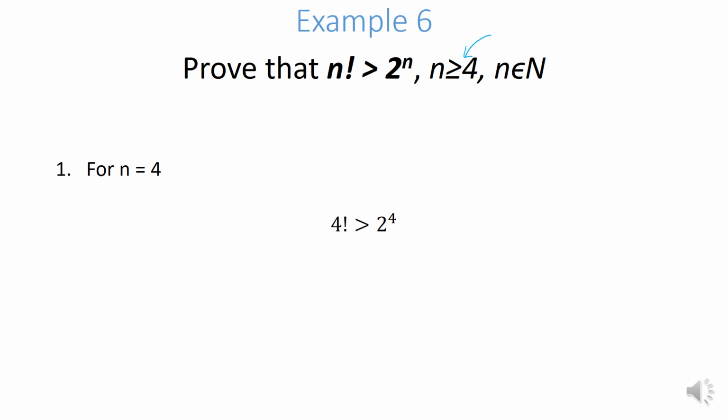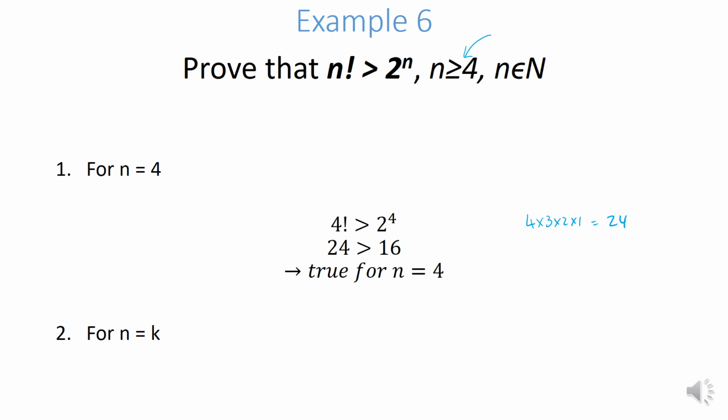And we write down the expression when n equals 4. So we get 4 factorial, and we have to show that it's greater than 2 to the power of 4. Now recall, 4 factorial is 4 times 3 times 2 times 1, and it is 24. And 2 to the power of 4 is 16, so 24 is greater than 16. So the statement is true for n equals 4. So that's our first step.